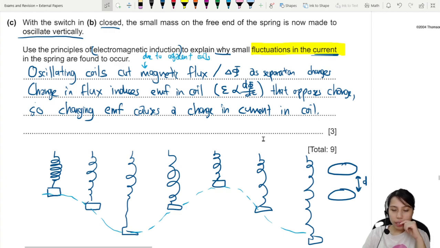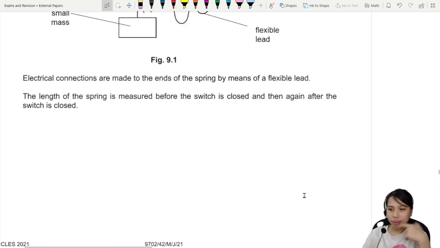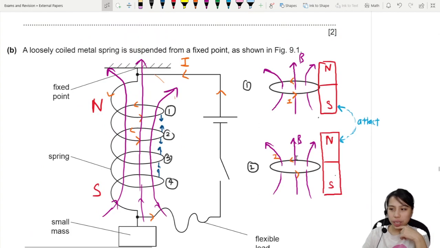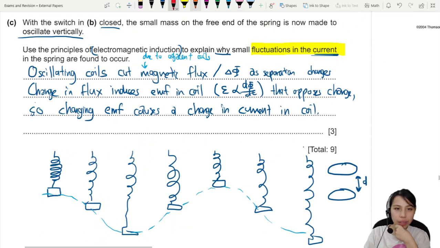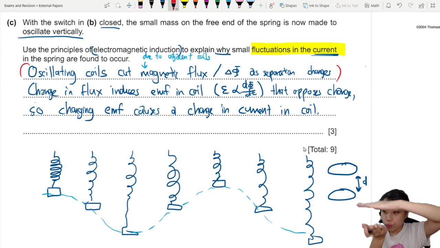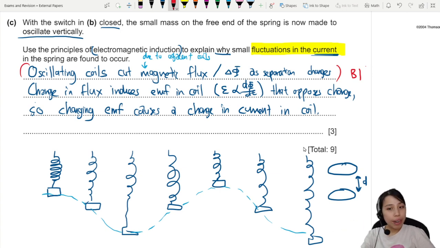So remember, as you're oscillating, the flux is changing through each coil. Just animate this, drag these two things closer and further together, you get what I mean. So there's 3 marks for this. The first mark, we are looking for the idea of, can you identify where is the change in flux? Oscillating coils, magnetic flux. Or you can say the separation change as they move closer and further together. This one is B1. Number 2, you link together Faraday's law. Change in flux induces EMF in the coil.